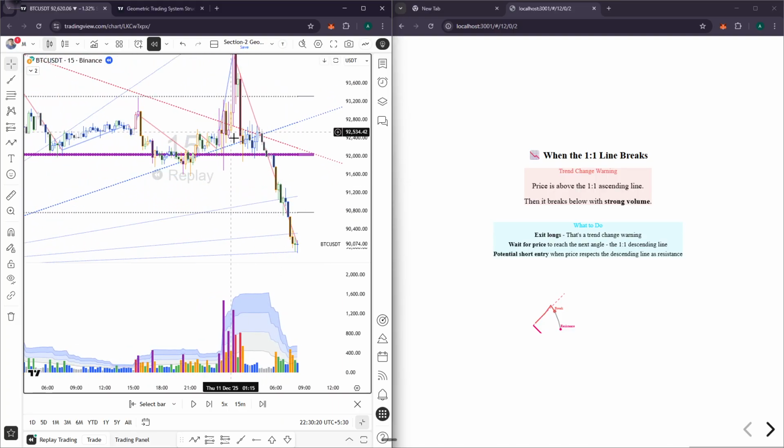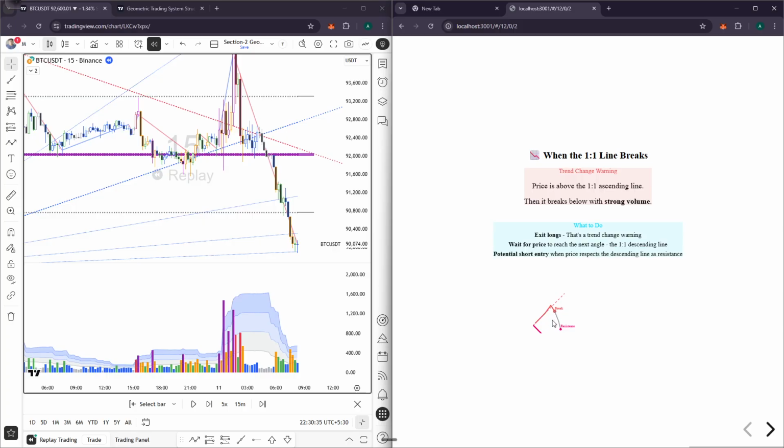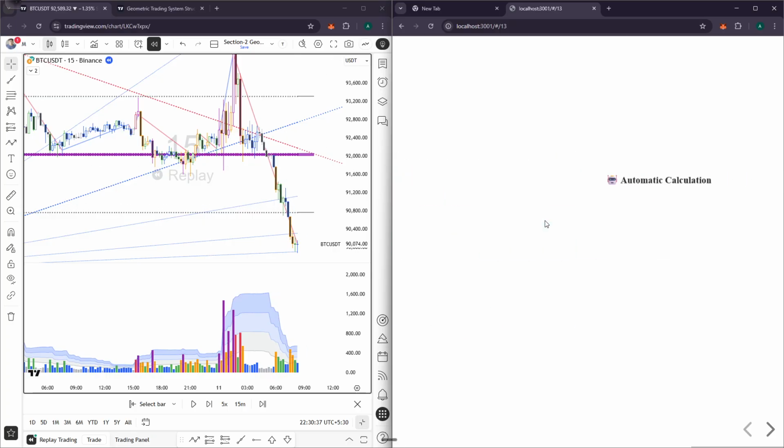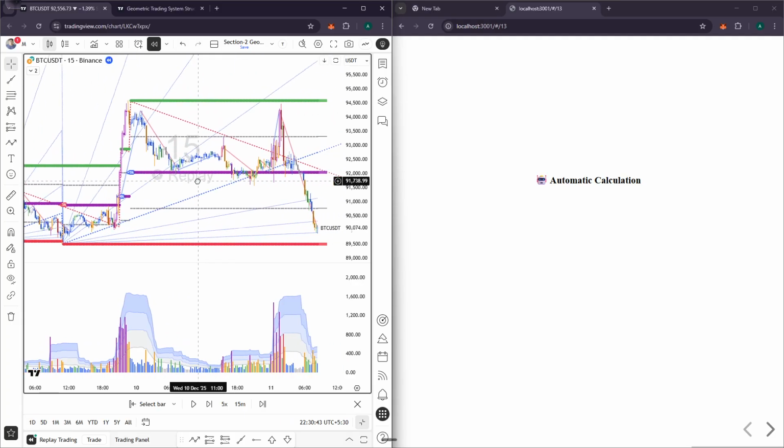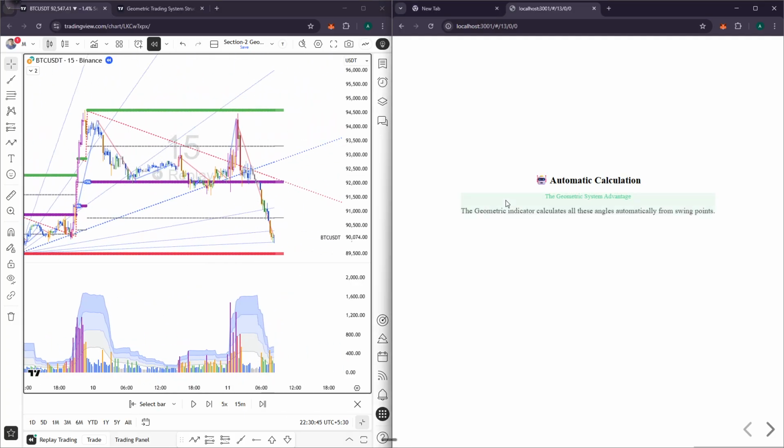See, this was your warning sign. This was like capitulation, meaning a lot of stop losses were hit, right? And we can actually just exit the long trade or just enter short there. That's what it's telling you: when it breaks, go to the next angle. All these angles are calculated automatically, with mathematical precision, right?